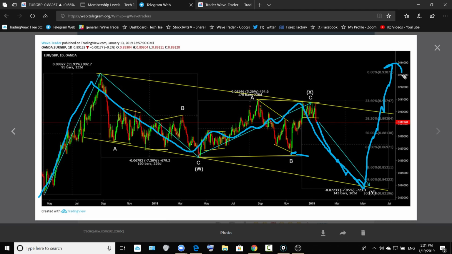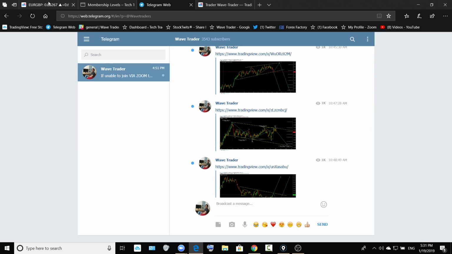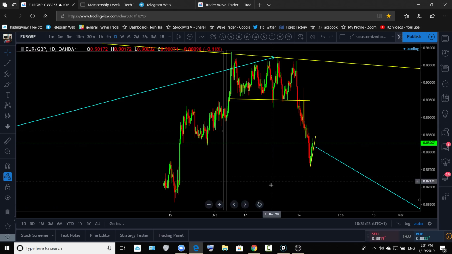Then we're going to look at whether we get that move or not, or whether the euro pound is going to get down for longer term. So here you have the updated chart.